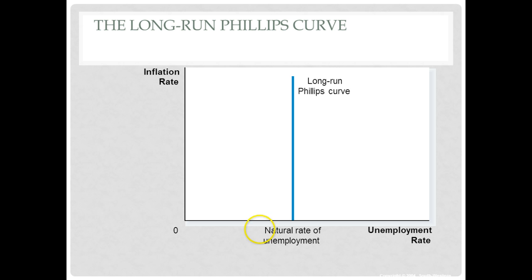By the way, the graph has not changed. We have the inflation rate over here on the y-axis and the unemployment rate on the x-axis. And in fact, we could actually graph the short-run Phillips curve and the long-run Phillips curve together on the same graph without any trouble.